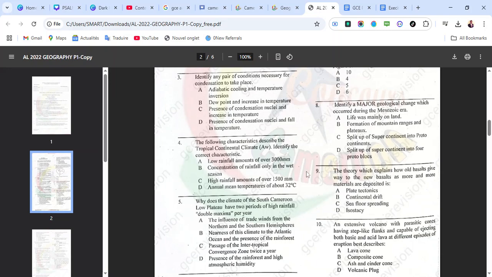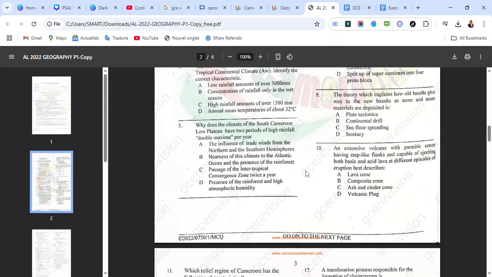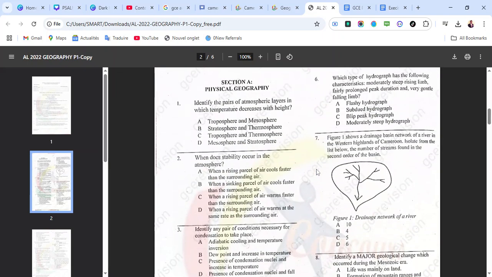Why does the climate of the South Cameroon low plateau have two periods of high rainfall, double maxima per year? Correct answer for 5 is D, which is presence of the rainforest and high atmospheric humidity.